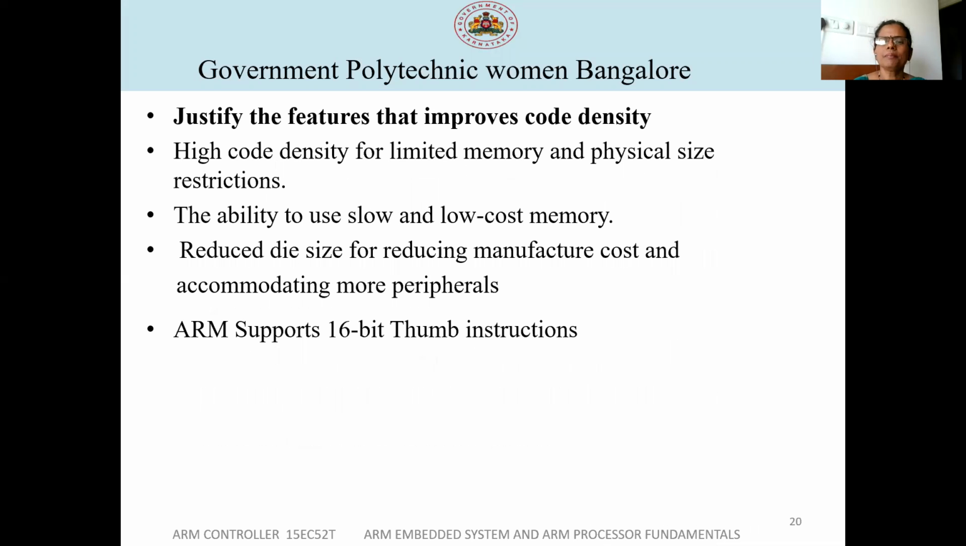Justify the features that improve the code density. High code density for limited memory and physical size restriction. This feature is included to justify this statement. The ability to use slow and low cost memory is also one of the features. Reduced size for reducing manufacturing cost and accommodating more number of peripherals. And ARM supports 16-bit thumb instructions. All these features make ARM improve the code density.